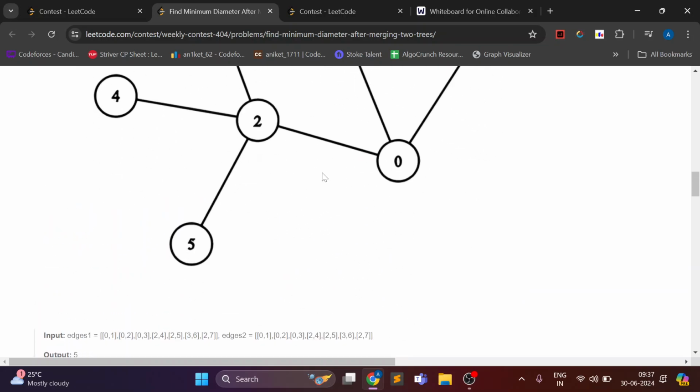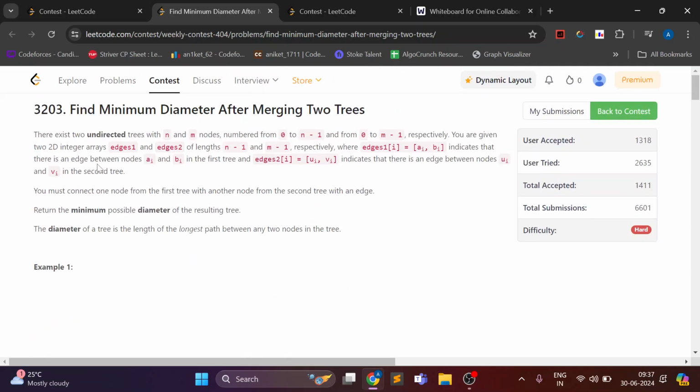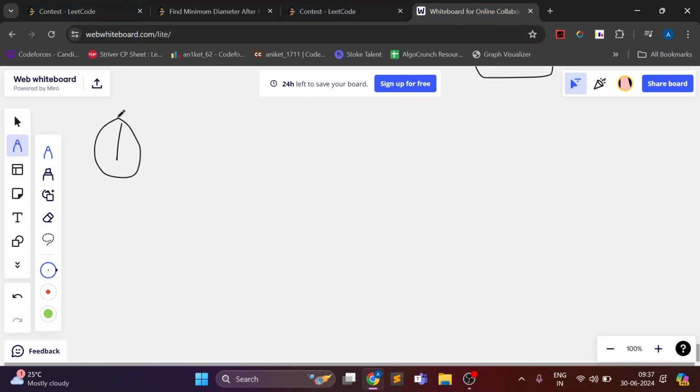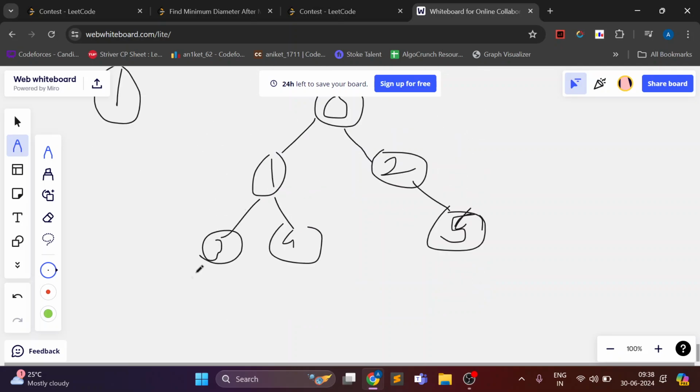Explaining this tree would be difficult, so let's start with the basic problem. What is the basic problem here? How to find the diameter of a tree. First, let's say I have a single tree. First we will understand how to find the diameter of an undirected tree, then we will discuss the problem further.